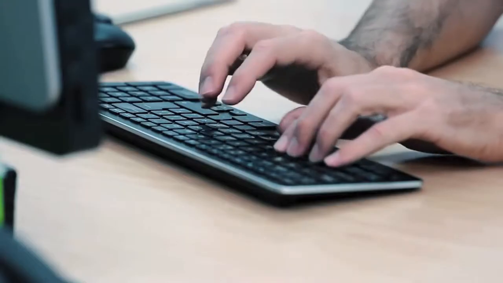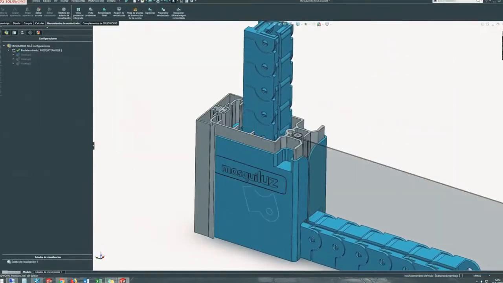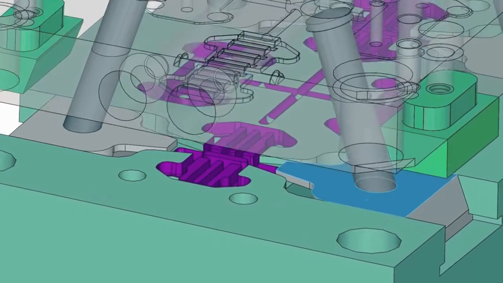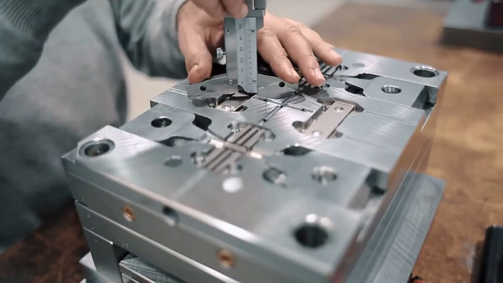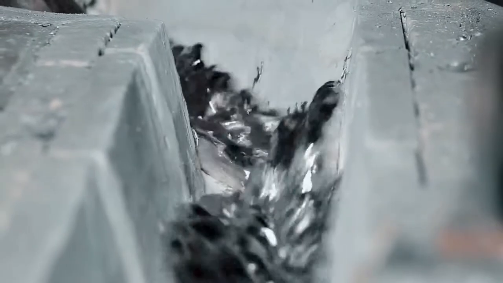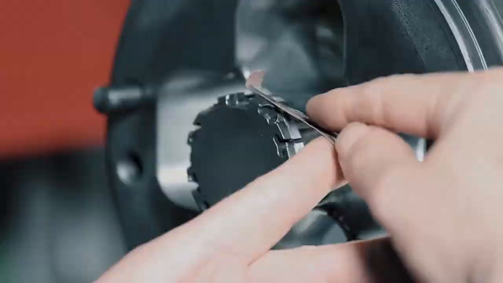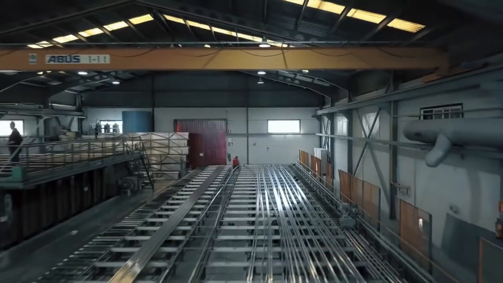Our research and development department is the starting point of a vertical production process, a sign of our company's identity. An integral control of the entire production process, guaranteeing the quality of the raw material that includes the merger from aluminium, mold making, and profile extrusion.